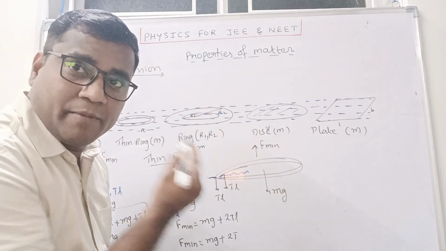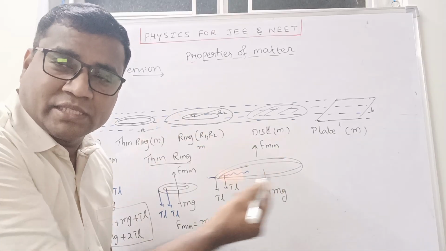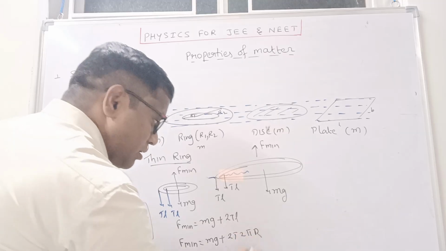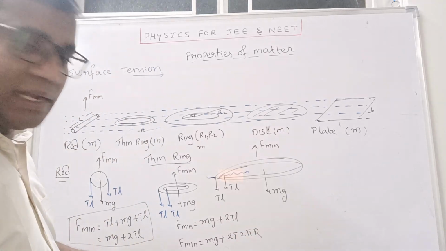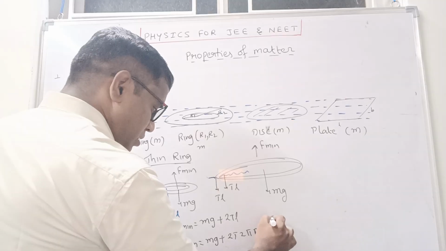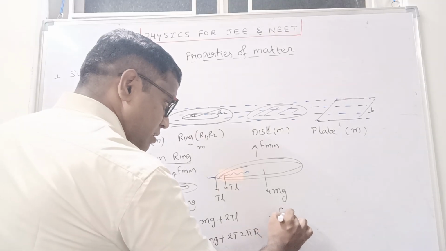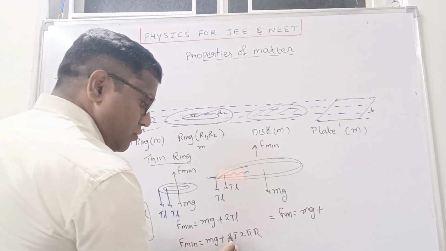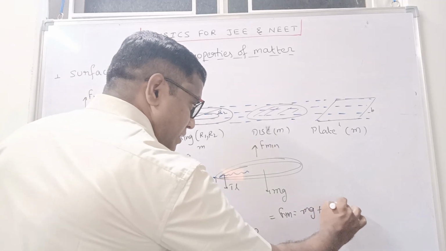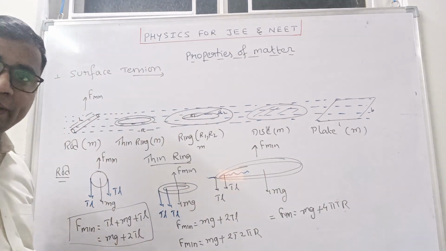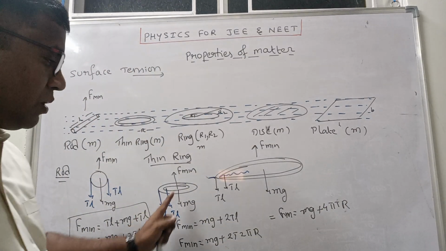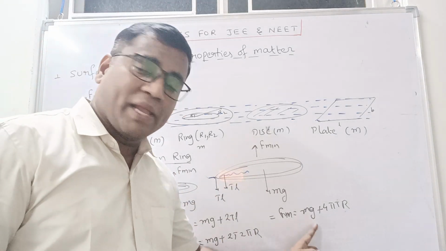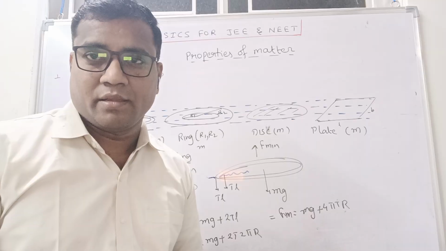Again I will write F minimum can be written as mg plus 2TL. What is L? L is nothing but the circumference. What is circumference here? 2 pi r. So I will write 2 pi r. If you write like this, then how much you will get here? F minimum can be written as mg plus 4 pi tr. So in order to lift, the minimum force will be mg plus 4 pi tr for the ring.